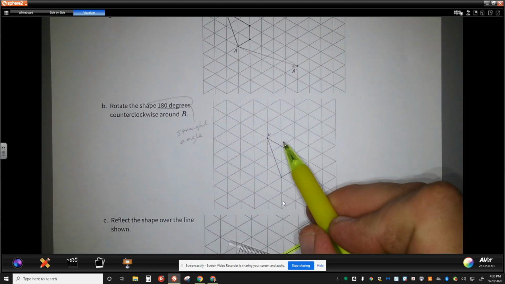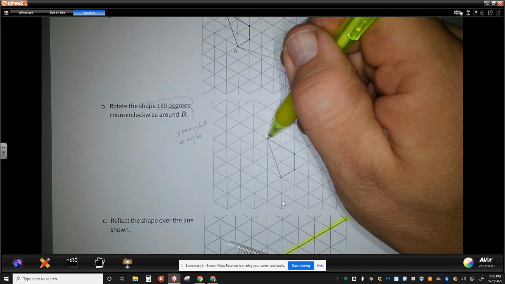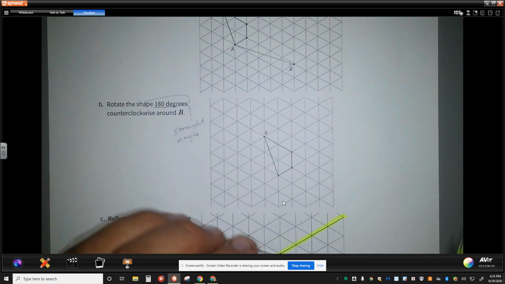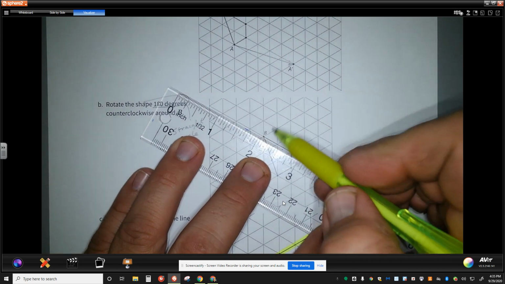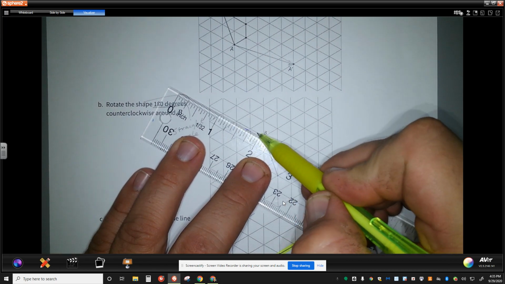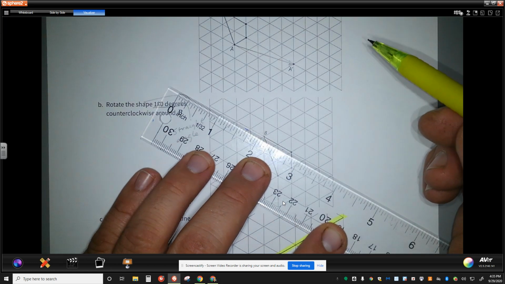A straight angle is also a straight line. And here's what I recognize: I see that B and this side of the figure are already on a straight line. So if I look at that and I just use this side right here, there's 2 right here, that means that 180 degrees is going to continue right over this way.